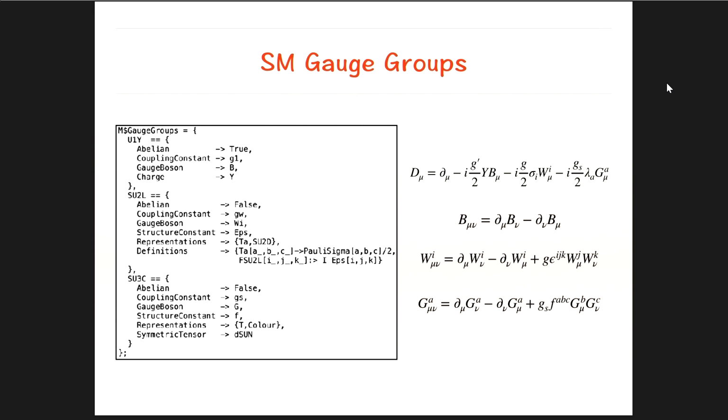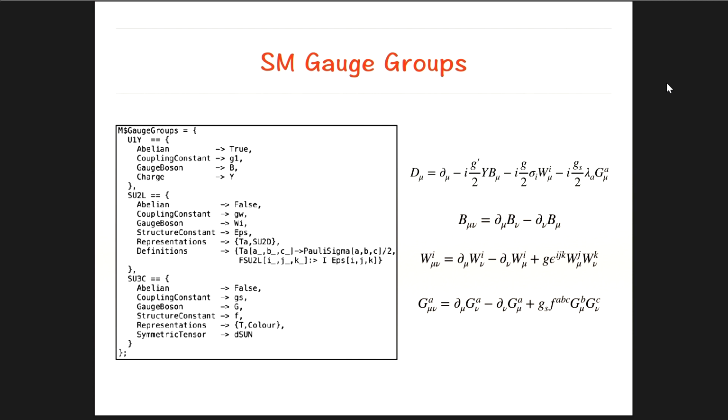So here, for example, you first define the gauge boson associated with U1Y. This is abelian, so that is true. The coupling constant is defined as G1. The gauge boson is named B. The charge is Y, which is the hypercharge that we talked about.